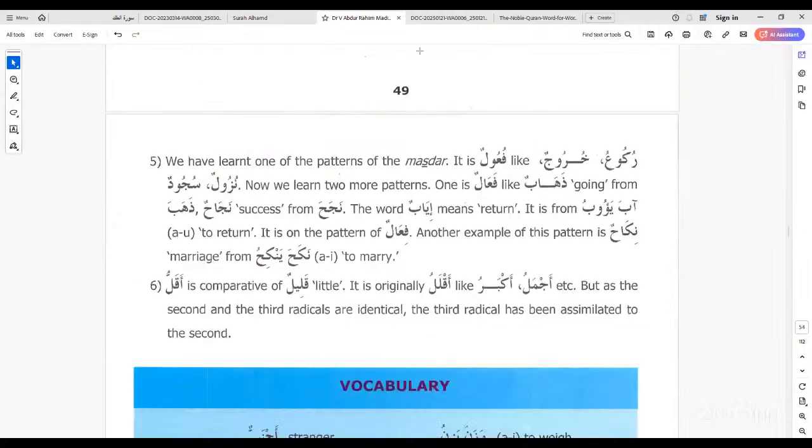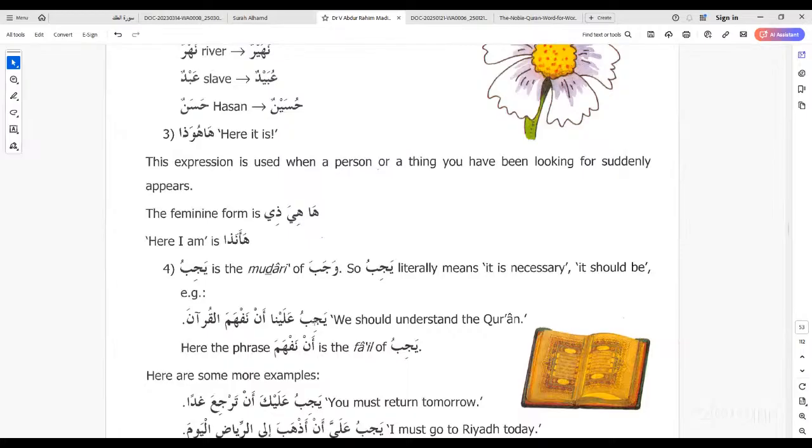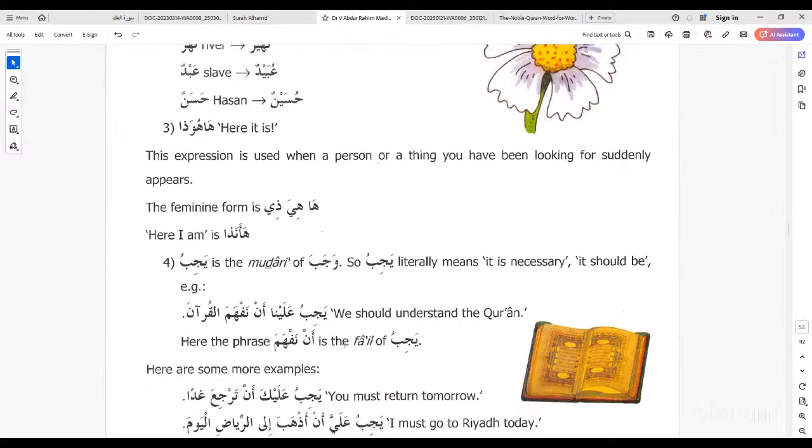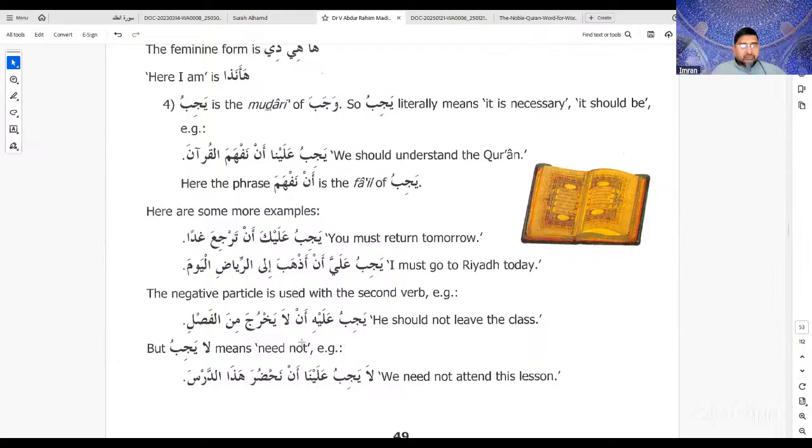Can I ask something? If you can go up again on the page. So this, la yakhruju, is actually supposed to be yakhrujuna, right? But because of the la, the noon is dropped. So yajibu alayhi an la yakhruju. Alayhi, huwa, is one person.